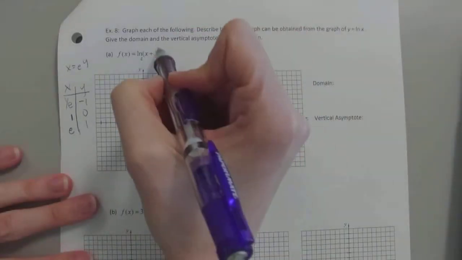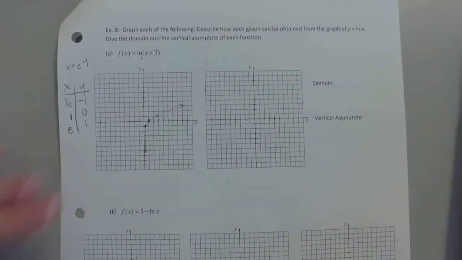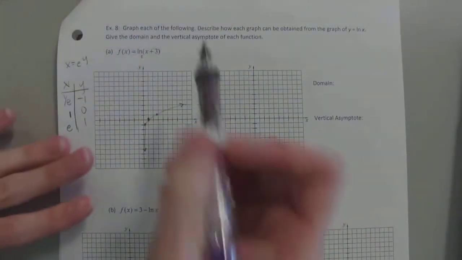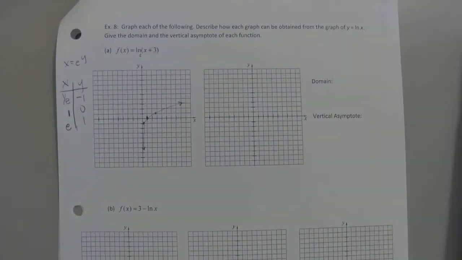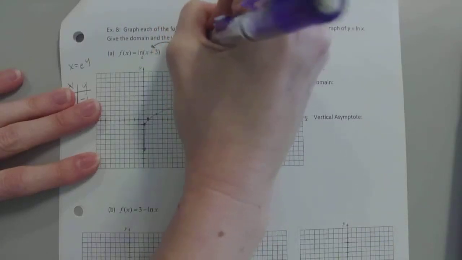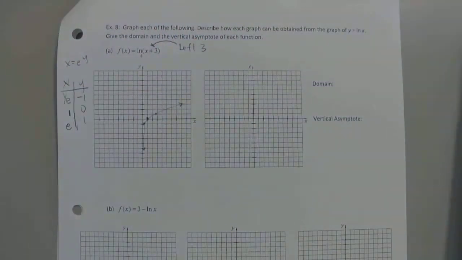So looking at A, what have we done to this original? What's this +3 on the inside do? You're gonna shift it left. Left 3, exactly. It's the same kind of idea. If I had a +3 up here, it would just take this whole graph and raise it 3. But since I have a +3 on the inside, it's a horizontal shift either left or right, and it's the opposite of what you think. So this is left 3, okay?